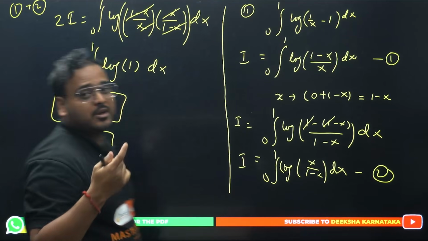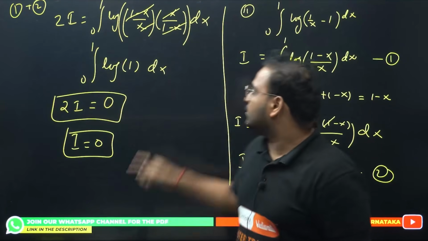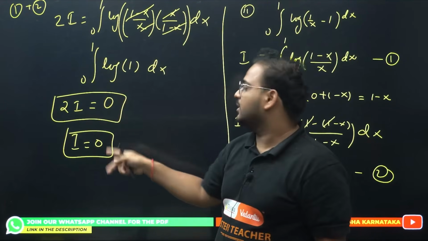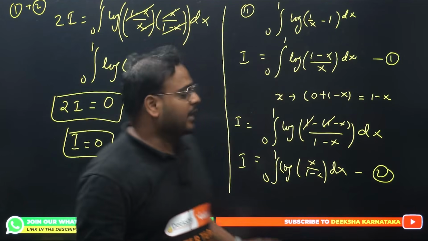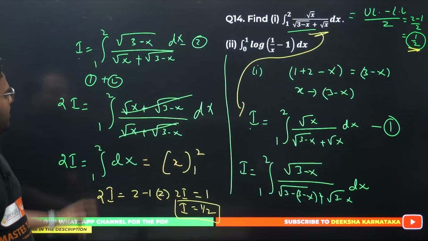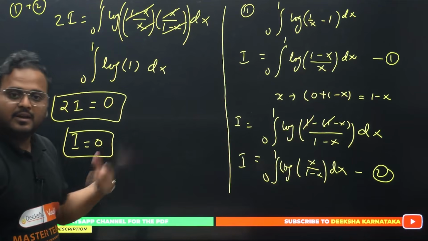Log of 1 is what? Log of 1 is 0. If this whole thing is 0 means you can't integrate it anymore. Answer will be 2I equal to 0 means I is 0. That's your answer for the part 2. Part 1 is covered over here. Part 2 here. Done? Let's move on.